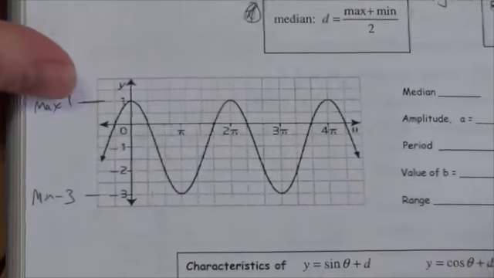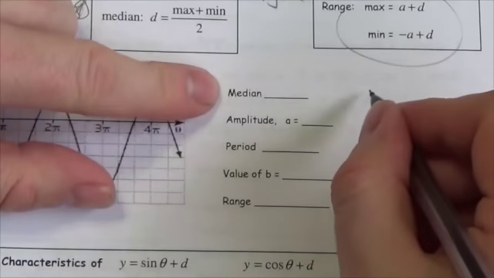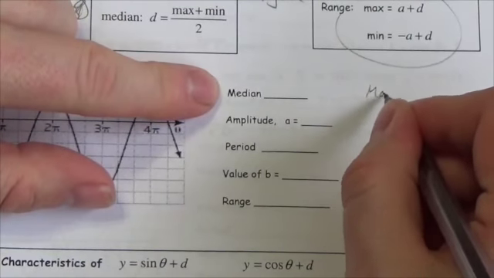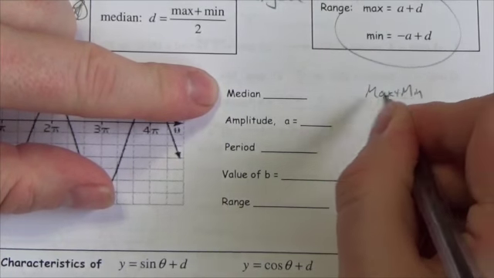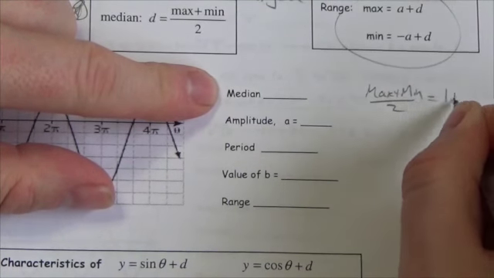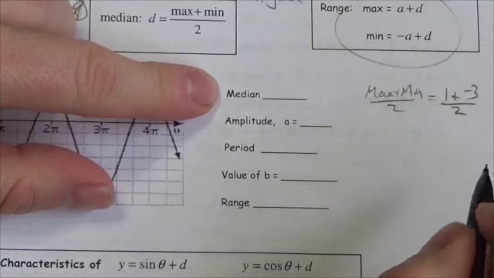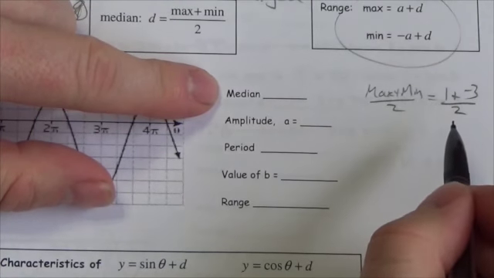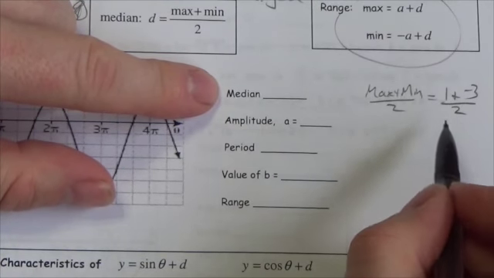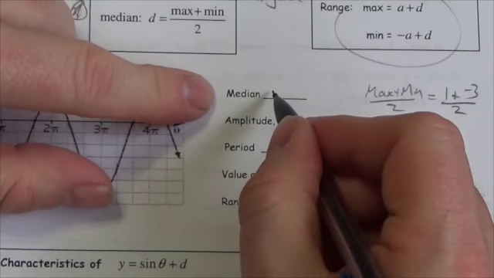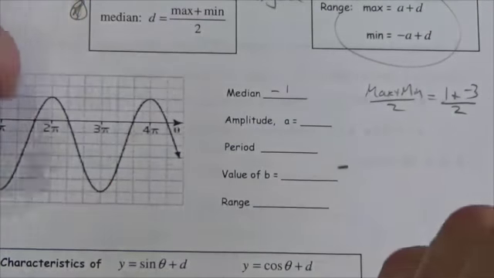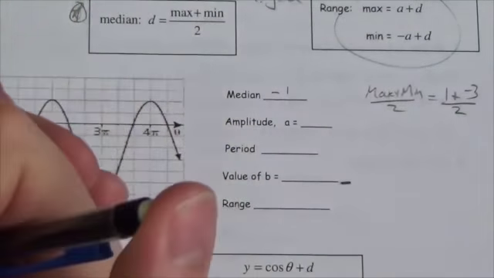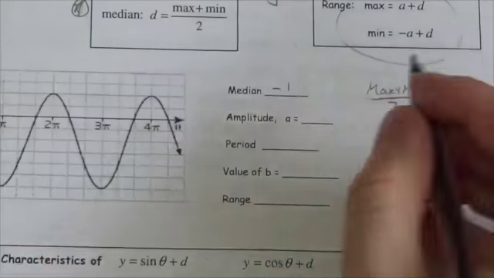Okay, now our median, or our middle value here, is going to be our max plus our min divided by 2. So this is going to be 1 plus -3 over 2. Let's just think about that. 1 plus -3 is -2, divided by 2 is -1. So our d value there is going to be -1.